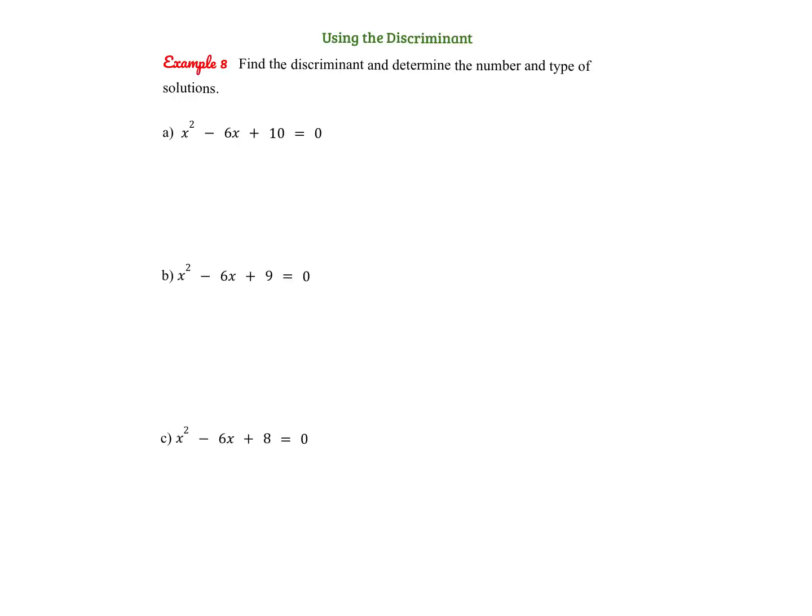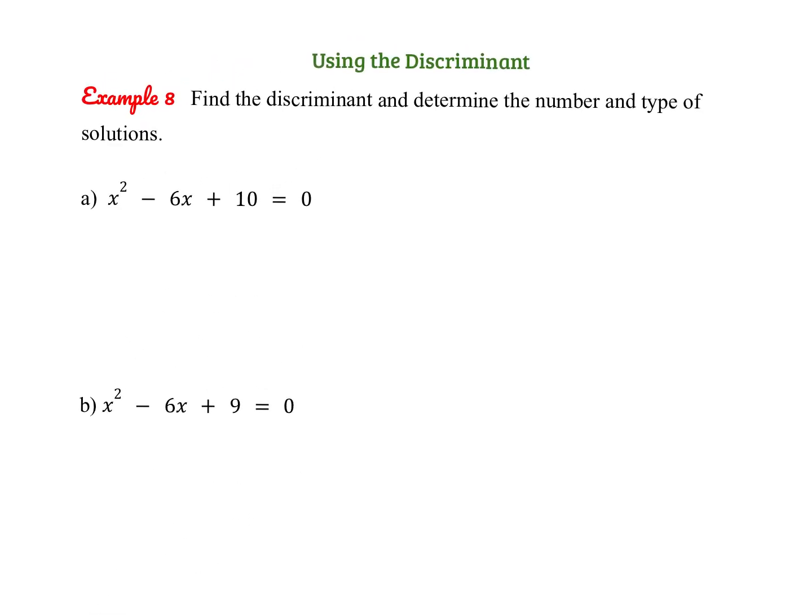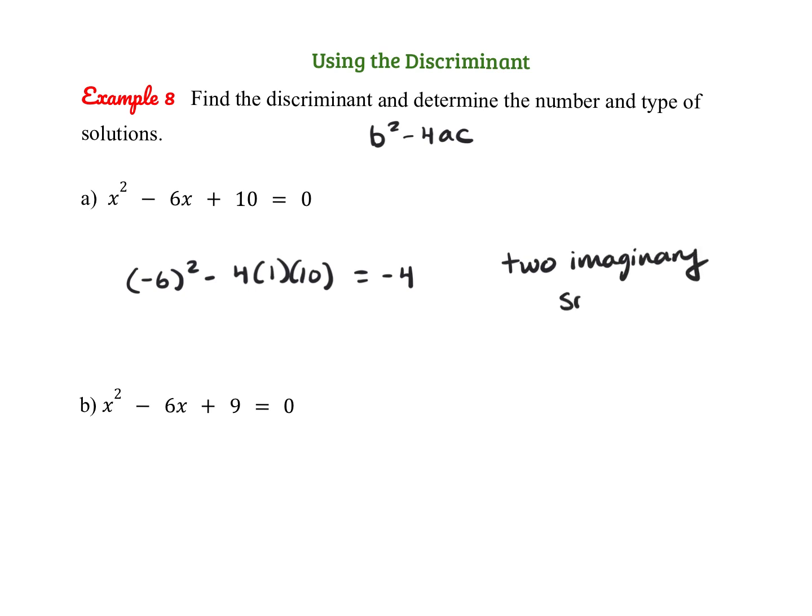All right, so this last example we're going to look at really quick is just using the discriminant to determine the number and type of solutions to expect. So remember, we're just going to be doing the b squared minus 4ac. So for this first one, we would do negative 6 squared minus 4 times 1 times 10, and that gives us a discriminant of negative 4. So here, since our discriminant is negative, we would say that we have 2 imaginary solutions.